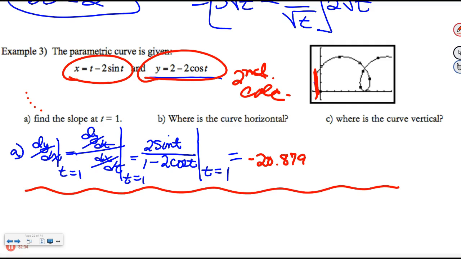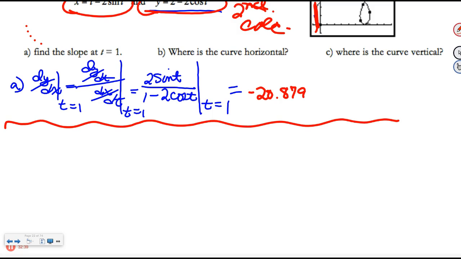Next up. You guys are quiet, but you're focused. Rand, if I want to know where the curve is horizontal, that means has a horizontal tangent line, what am I concerned with?